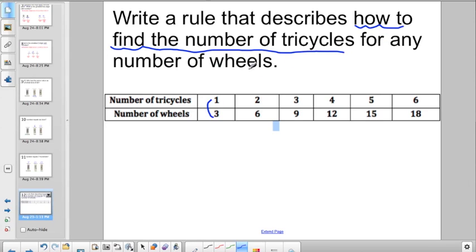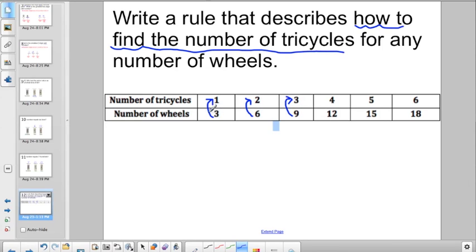And it's kind of confusing, but if you focus on these words, how to find, that's where they want us to end up. They want us to end up at the tricycles. Sometimes the arrow's going to be going down, sometimes the arrow's going to be going up. But they want us to find the number of tricycles for any number of wheels. So I'm starting with 3 and I'm ending up with 1 tricycle. Or if I had 6 wheels, I would have 2 tricycles. Or if I had 9 wheels, I'd have 3 tricycles, and so on and so on. I think I have enough here.